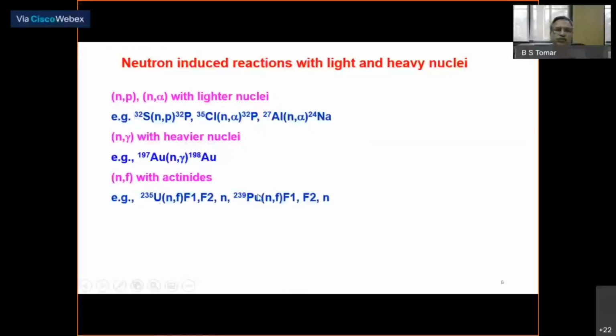So in fact, these two isotopes and also 233 uranium can undergo fission with thermal neutrons, whereas other isotopes like uranium-238 or even plutonium-240 or thorium-232 cannot undergo fission with thermal neutrons. But if you have higher energy neutrons of 1 MeV or so, then they will also undergo fission. So neutron-induced fission of actinides is a common mode of reaction. Of course, they also have (n,gamma) types of reactions.